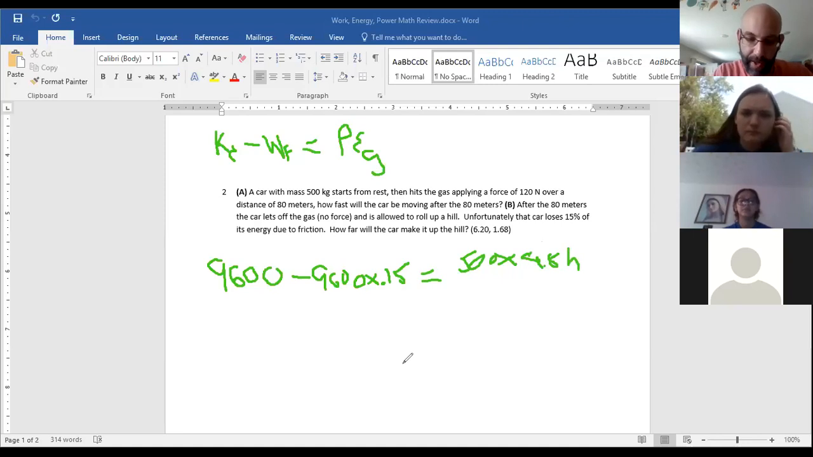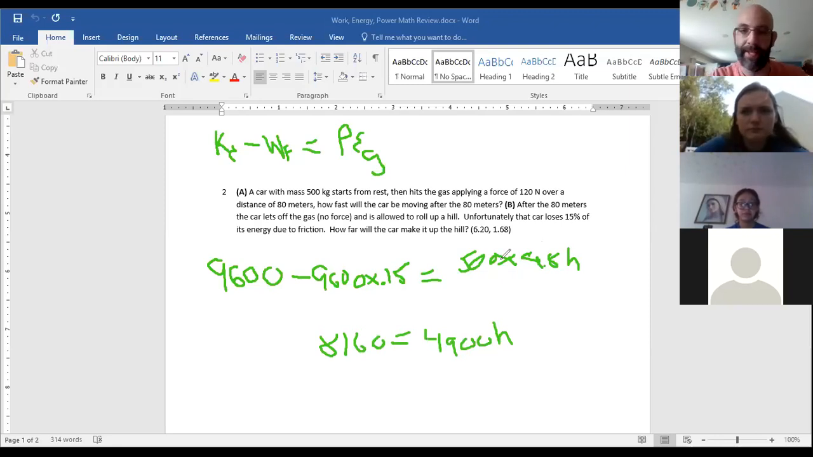So when we solve, if we do 9,600 minus 9,600 times 0.15, we get 8,160. And then 500 times 9.8, that's 4,900. Divide both sides by 4,900 and you get h equals 1.68 meters.